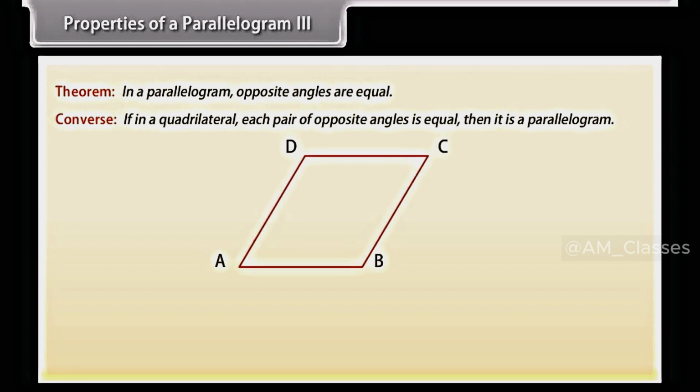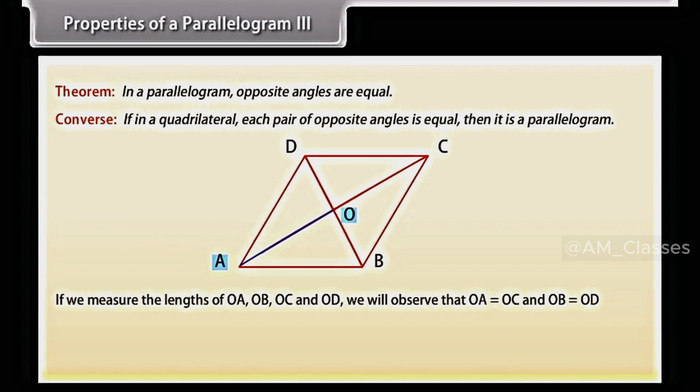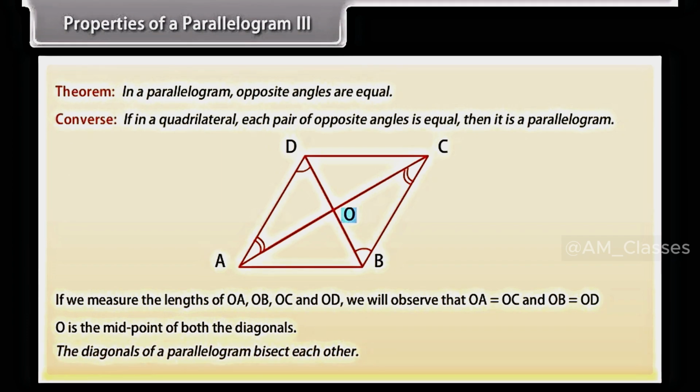Draw a parallelogram ABCD and draw both its diagonals intersecting at the point O. If we measure the lengths of OA, OB, OC and OD, we will observe that OA is equal to OC and OB is equal to OD. Or we can say that O is the midpoint of both the diagonals. If we repeat this activity with more parallelograms, we will find that O is the midpoint of both the diagonals. This gives us a new theorem, which says, the diagonals of a parallelogram bisect each other.